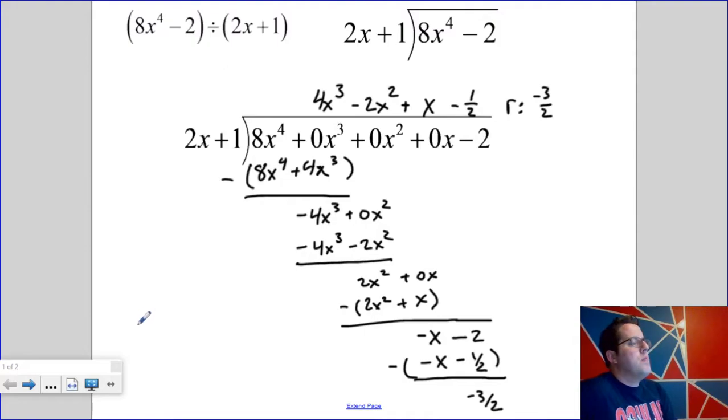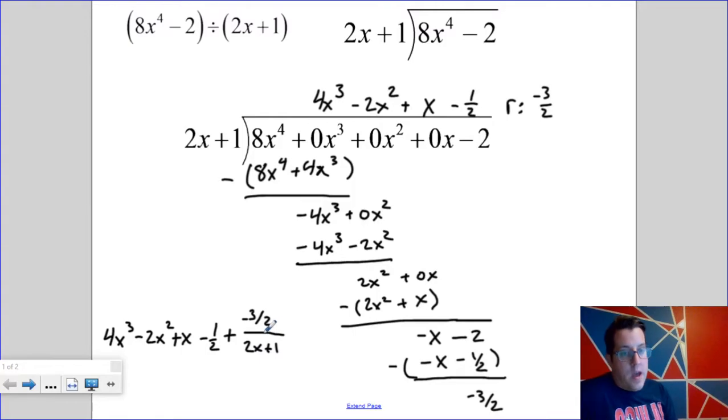But what I'm going to do here is I'm going to write out my quotient, 4x cubed minus 2x squared plus x minus 1/2. And then I'm going to write out plus the remainder over the divisor. Now, I always write a plus sign here, whether there's a positive or a negative remainder. If you wanted to write -3/2, that would be totally fine as well.